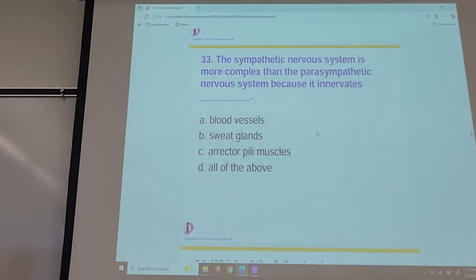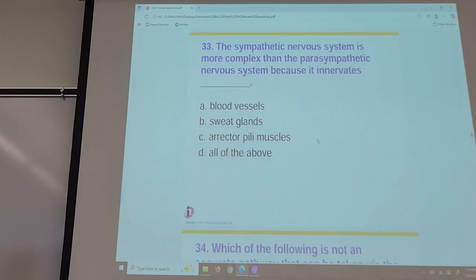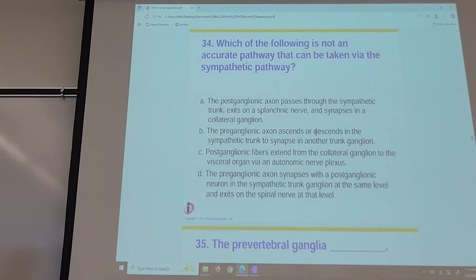33. The sympathetic nervous system is more complex than parasympathetic because it innervates. Again, this is a question I'm not going to ask you because we didn't really discuss. We talked about sympathetic effectors, which include blood vessels, skin, which includes sweat glands and erector pili muscle. So it's pretty much all the above on this, but I'm not going to ask you a question like that. So 33 you can ask. Oh, 34 is good though. So okay, read 34, and then let me know which one you think, or we can talk them all through.